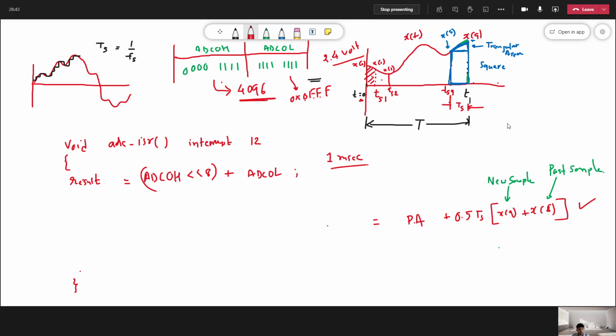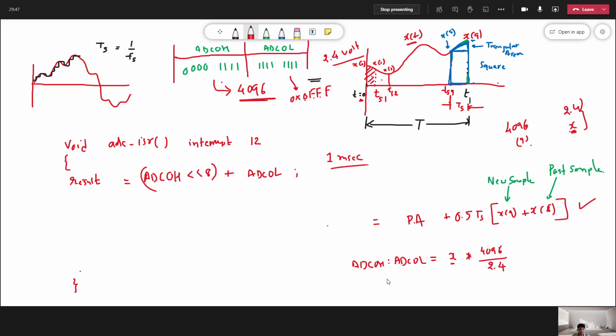With this knowledge, you know that the ADC measures 4096 for application of 2.4 volt, then for any X amount of voltage, how much will be the result in ADC0 H and L? So with this, you can say that it will be nothing but the applied signal X into 4096 divided by 2.4 volt. X is the applied voltage to the ADC.